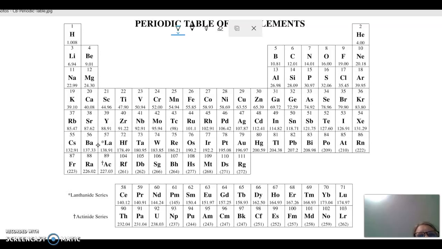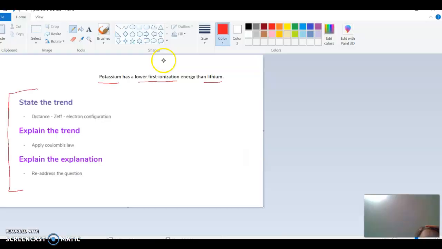Potassium and lithium are the same. So right there I'm thinking, okay, ZEF is the same, but the size is different. That's something indicative of things. I'm going to go back over to my sheet here.